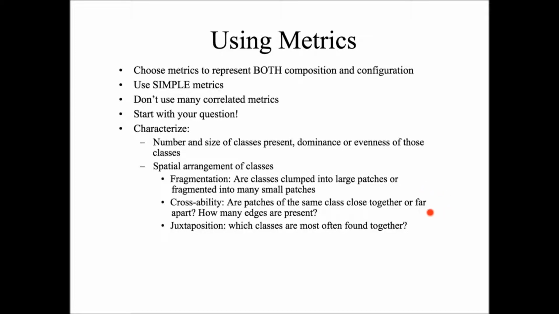Are patches of the same class close together or far apart? How many edges are present? So is this landscape more or less crossable, for instance, by a species of conservation concern? Or which classes are most often found close together? So the metrics that you choose should be related right back to this question that you start with. And then you can start looking at which metrics are correlated and how they're going to be able to answer the question that you're asking.